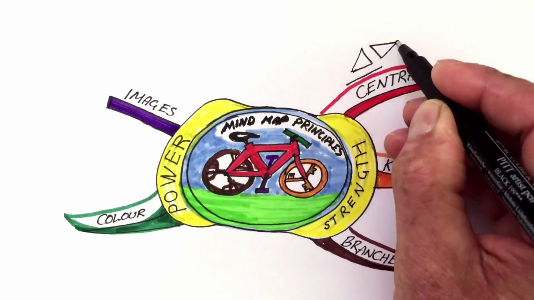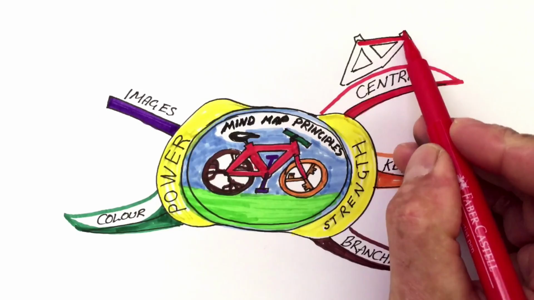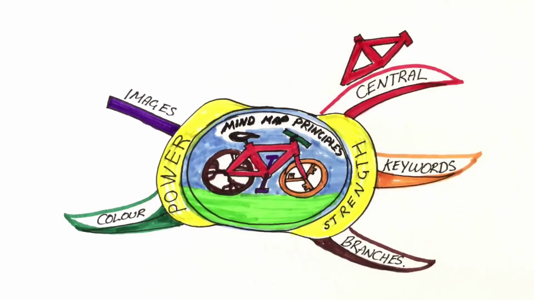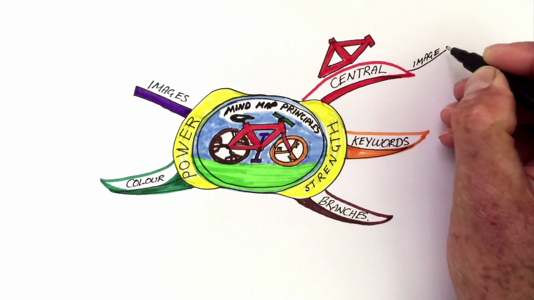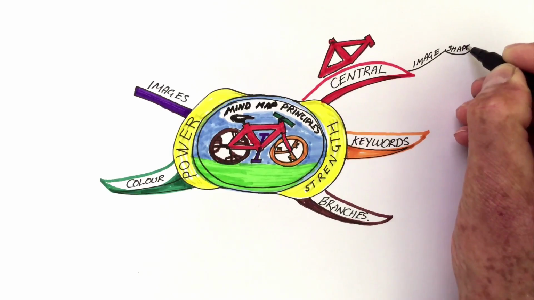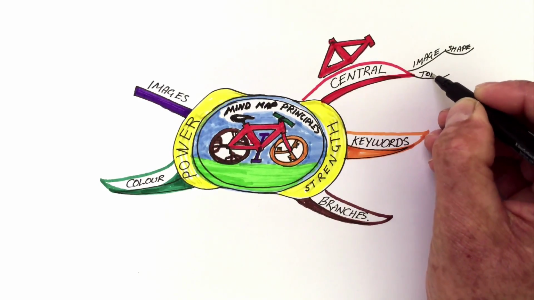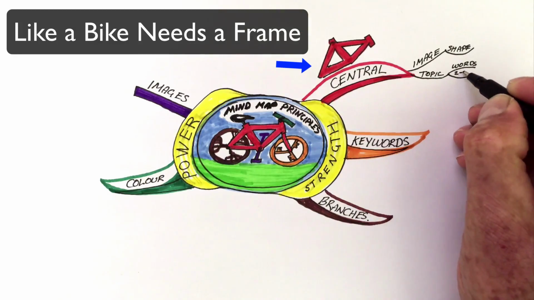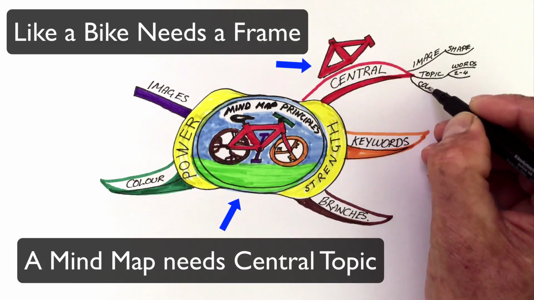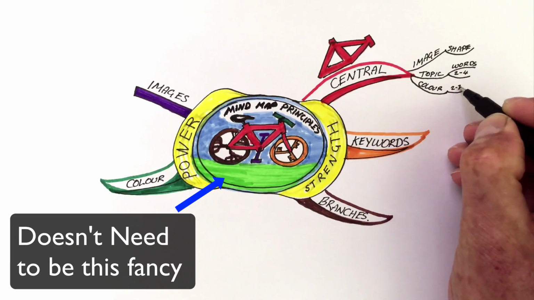You've got a bike with a bike frame. The bike frame is crucial to the bike, and so is a central image. It's crucial to your mind map, starting in the center of the page and having some sort of image or shape there with your topic written out, and ideally 2 or 3 colors unless it's a sketch map. So you've got your central image.